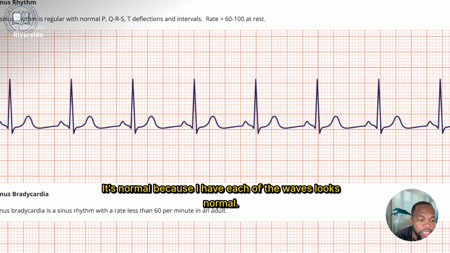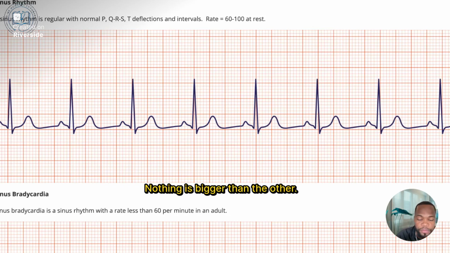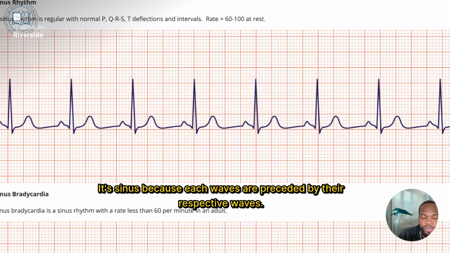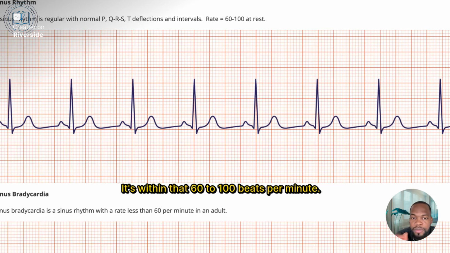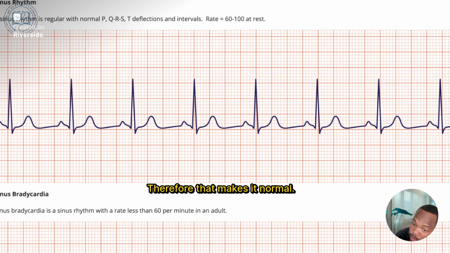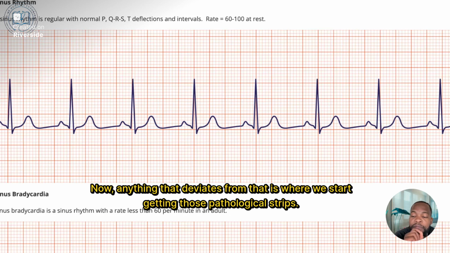It's normal because each of the waves looks normal. Nothing is bigger than the other. It's sinus because each wave is preceded by its respective wave. And it's a normal rhythm because I can count it and it's 80. It's within that 60 to 100 beats per minute. Therefore, that makes it normal. Now, anything that deviates from that is where we start getting those pathological strips.